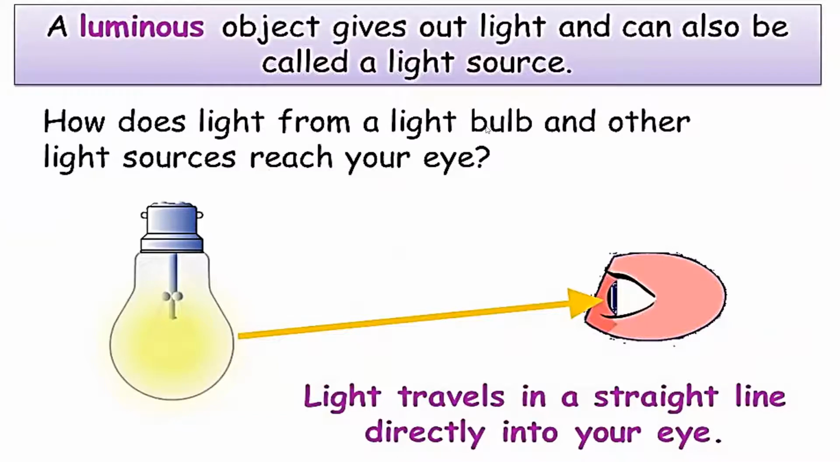More information here. A luminous object gives out light and can also be called a light source. Anything that produces light is called a luminous object. Remember, kids, luminous object. How does light from a light bulb and other light sources reach your eyes? Simply because the light from the light source hits directly into our eyes and travels in a very straight line.